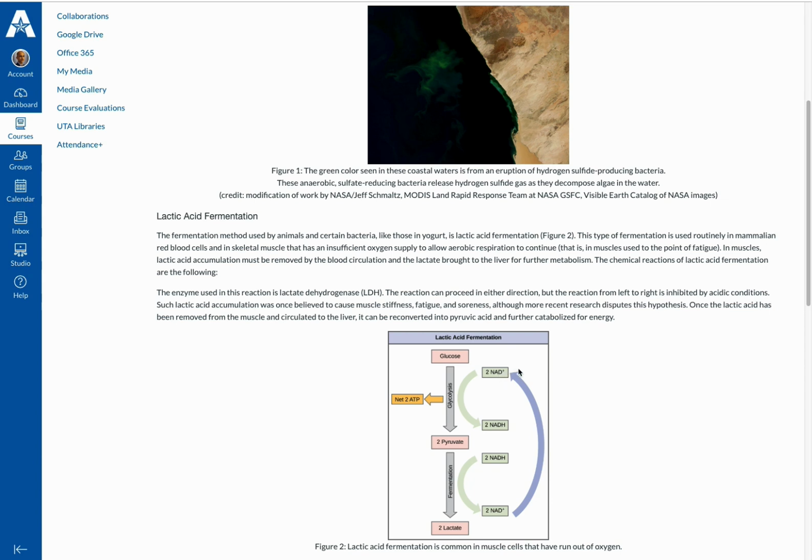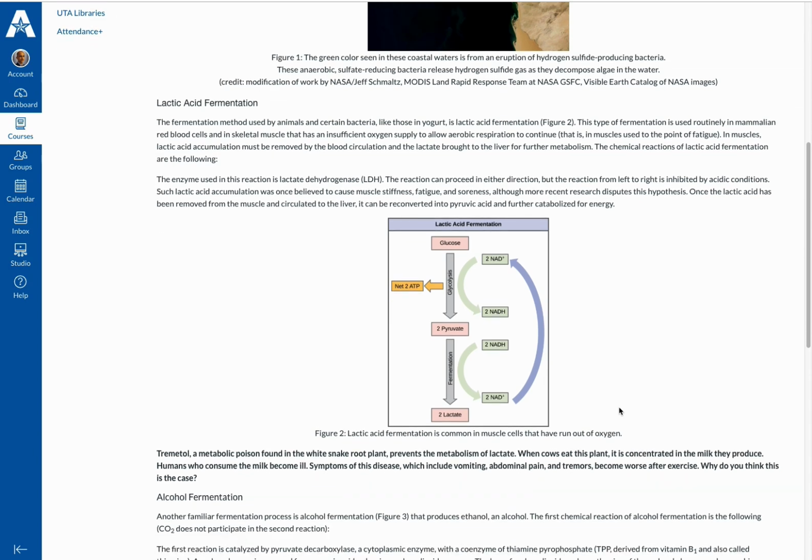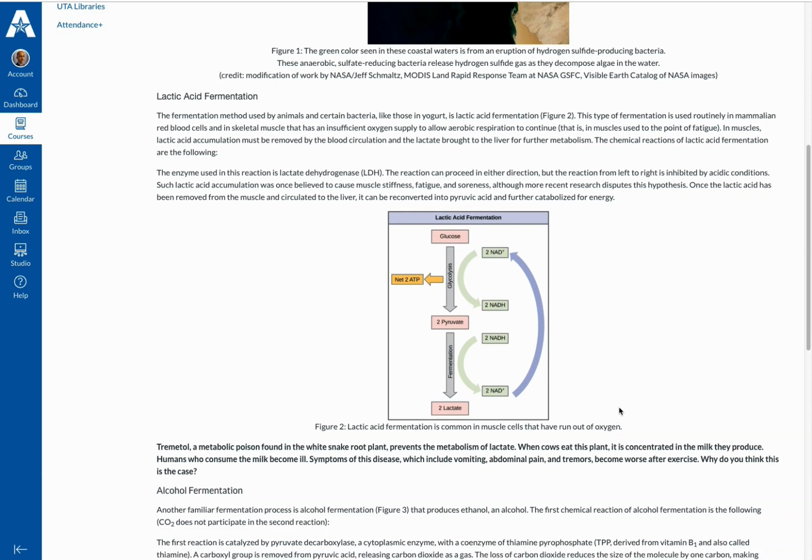This is a very low energy producing process, which is why we can't maintain it forever. We generate a lot of lactic acid in our muscles, and that's why we feel tired. But know that it is possible to generate ATP without oxygen through fermentation, and know that fermentation allows us to reduce NADH back to NAD plus and form lactate from pyruvate.